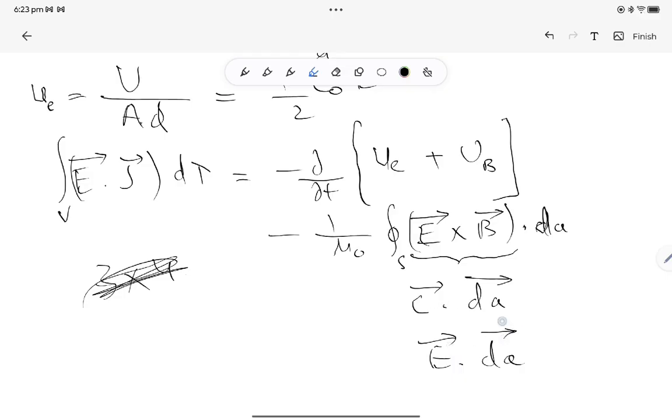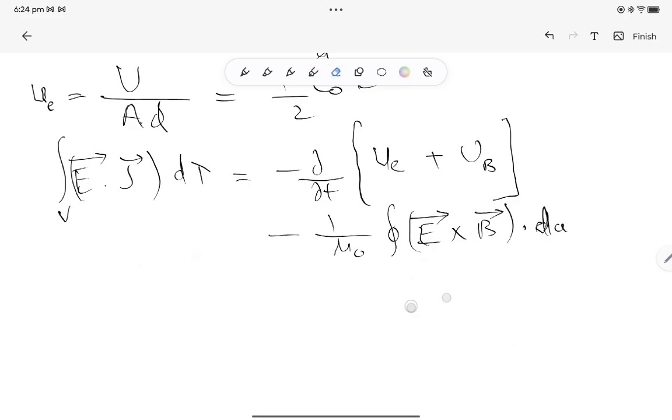By analogy, we can say E cross B dot dA is the flux of a vector, namely E cross B. So this is flux. Something is going through the surface. When you take its integral, you are actually calculating the total flux. So something is going through the surface. Now, the question is, what is it that is going through the surface?